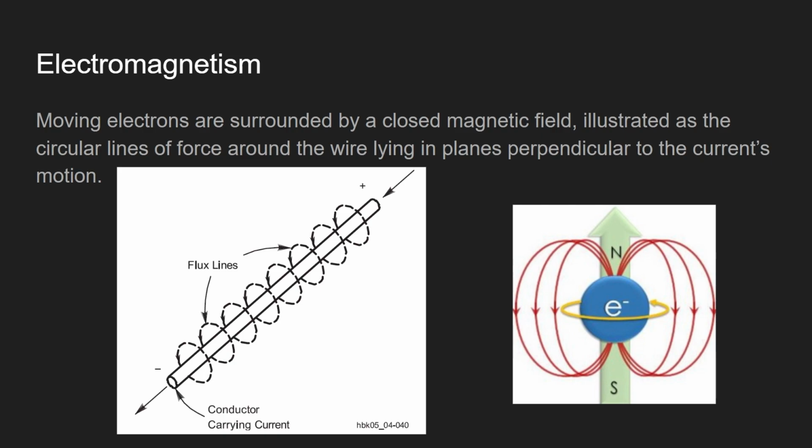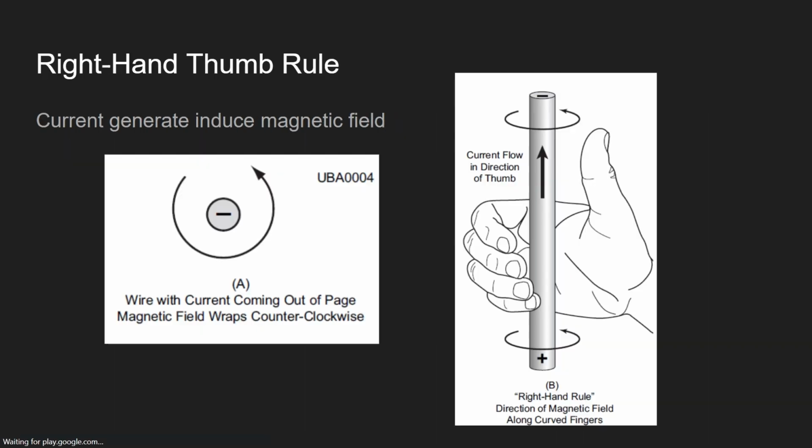Magnetic field, if we have current like this, we have a flux line. Just to let you know, any wires carrying current will have a magnetic field circled around it. For the current flowing from positive to negative, we use the right hand thumb rule to find out the magnetic field. The thumb means the current flow.